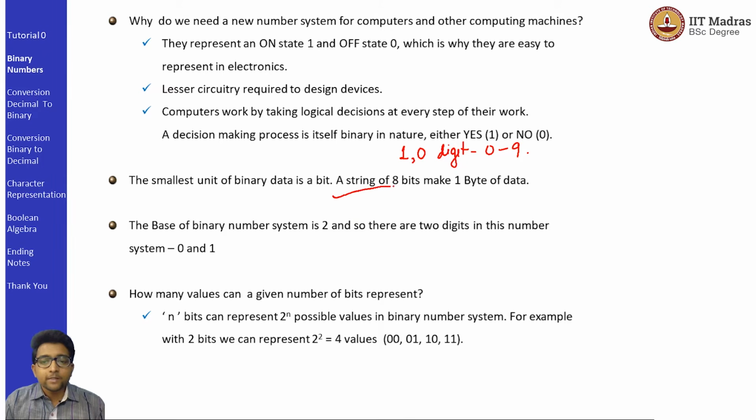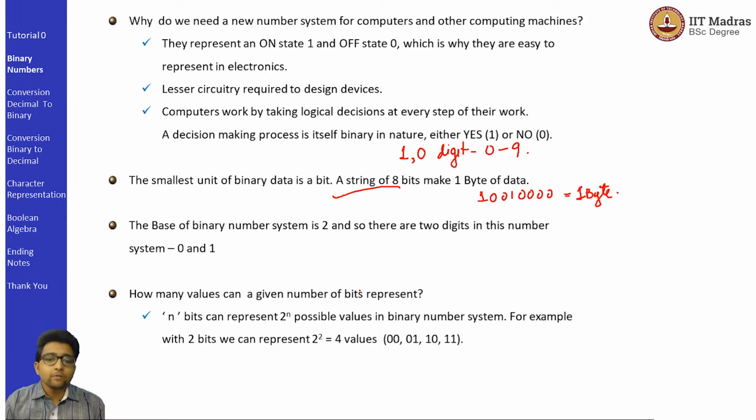Now a string of 8 bits makes 1 byte of data. So if you put a string of 8 bits, a string of 1s and 0s, any combination you can use, so this is 8 bits. So this is 1 byte of data in binary.